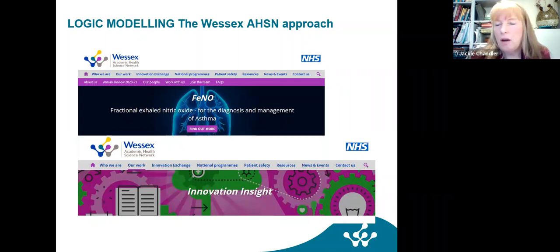Not all the AHSNs have dedicated evaluation teams, but we're very lucky at Wessex that we've got quite a large team for an AHSN that conducts these evaluations. We work with mixed method approaches, qualitative and quantitative methods, and we work with a range of people in the NHS and the innovators as well. I think that actually makes life interesting.